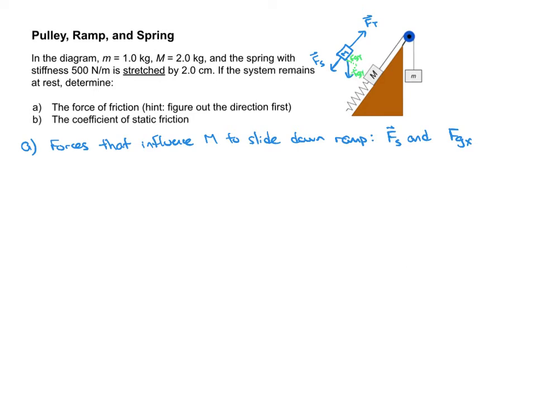I will make down the ramp as my positive x direction, and I will make perpendicular to the ramp as my positive y direction. There's also going to be a normal force here, and that's going to be equal to the y component of gravity. And then what we don't know is friction. Should probably draw it in, but we actually don't know which way it's pointing right now.